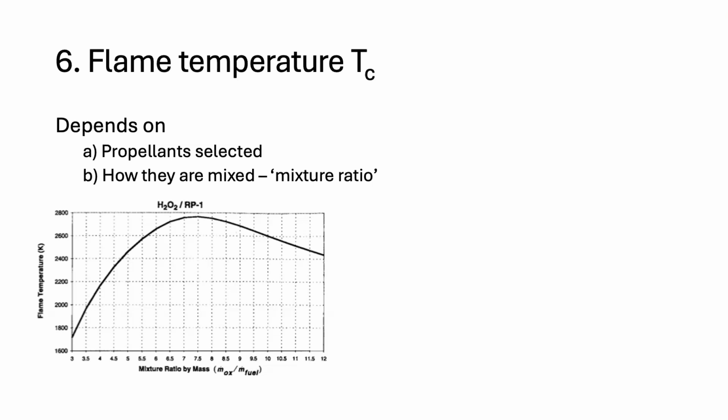If you look a bit more closely, you'll realize that the peak temperature is around about a mixture ratio of 7.5 by mass. But what this results in is a flame temperature of 2800 Kelvin, or more than 2500 degrees centigrade. That's pretty hot. Those propellants, by the way, were used in the Black Arrow launch vehicle, which was Britain's so far only foray into the world of launch vehicles in 1970 and 71.